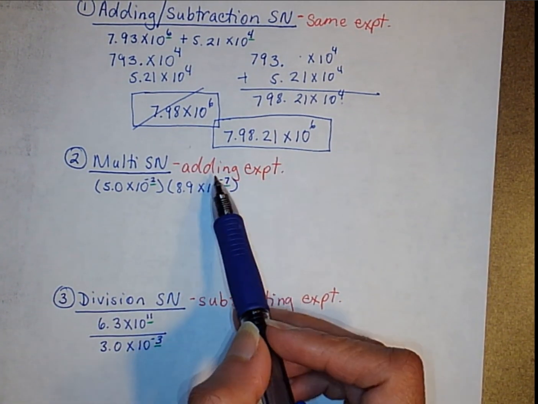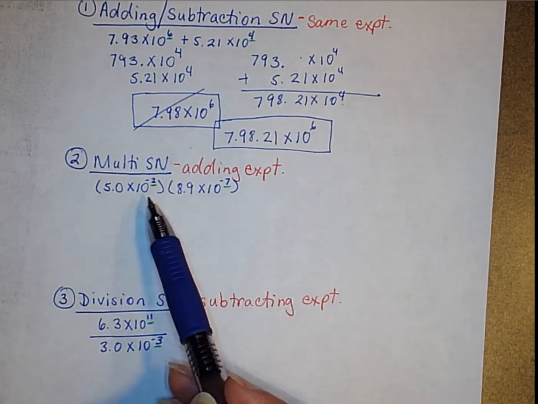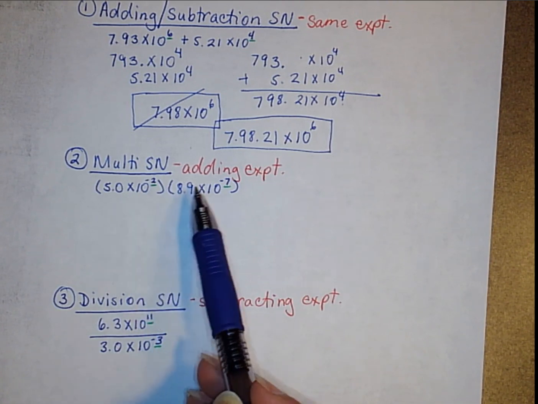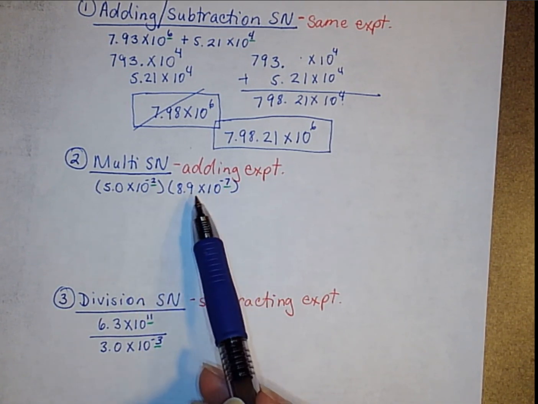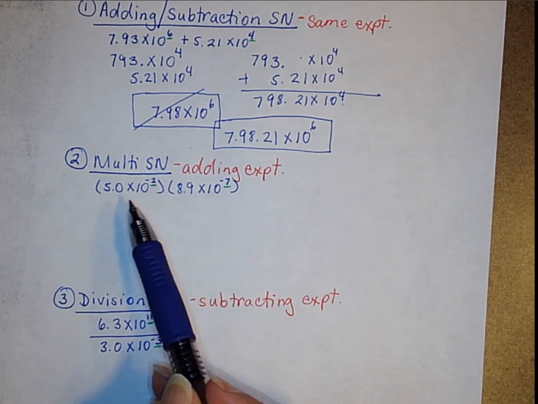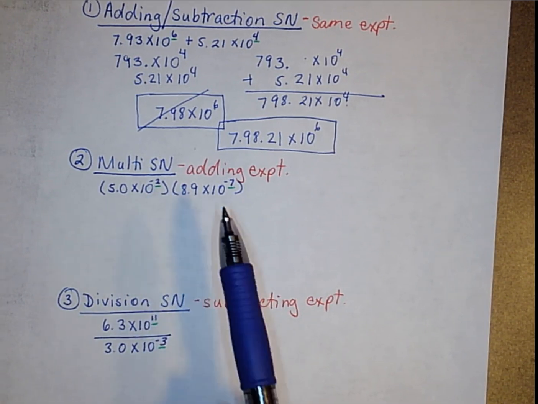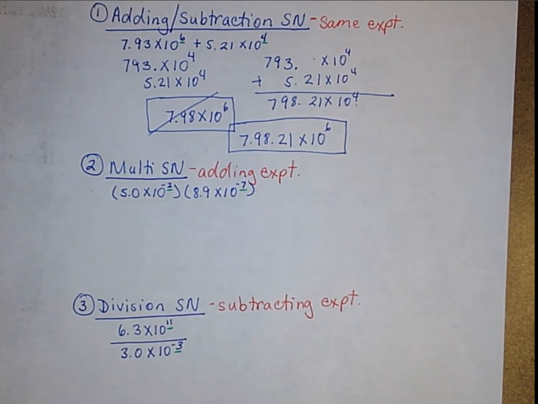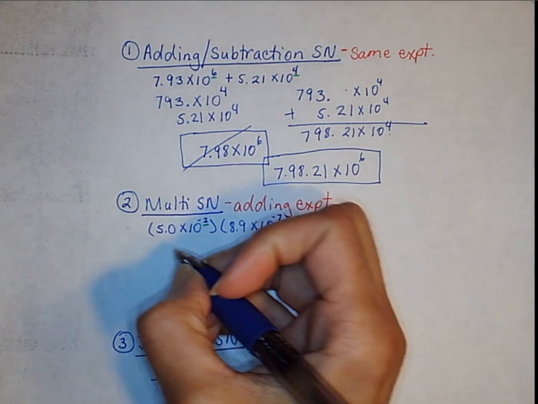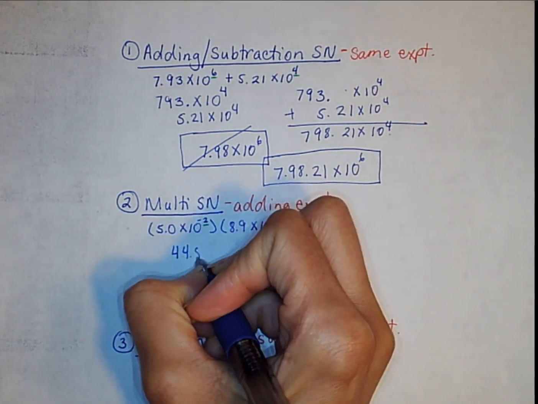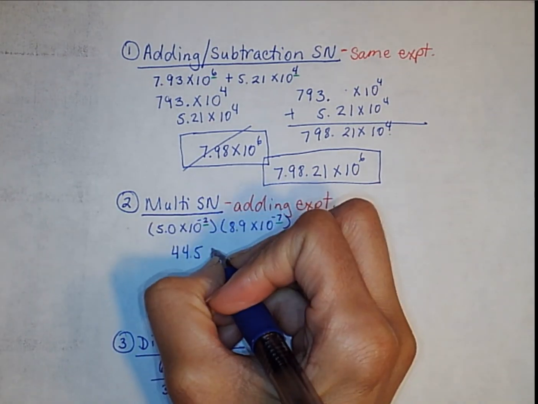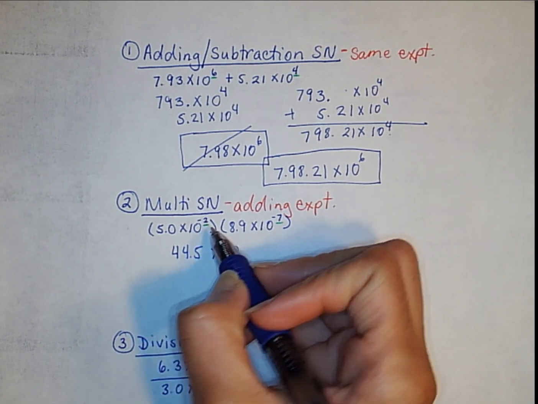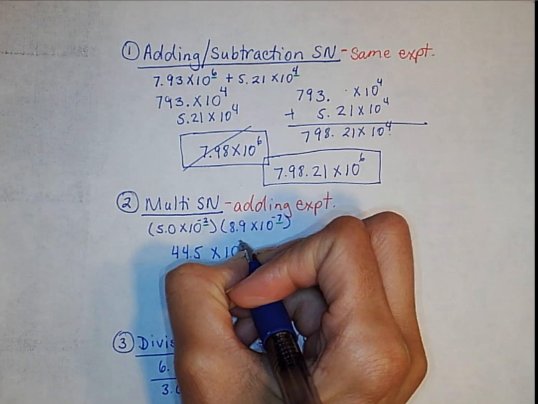scientific notations, you are going to add the exponents. So notice that in this problem you have -2 as the exponent for the first quantity and -7 as the exponent for the second quantity. So what you're going to do is you're simply going to multiply the coefficients together first. And when you do multiply the coefficients together, you get 44.5. Now you're simply going to just add your exponents together. So -2 plus -7 will give you a -9.